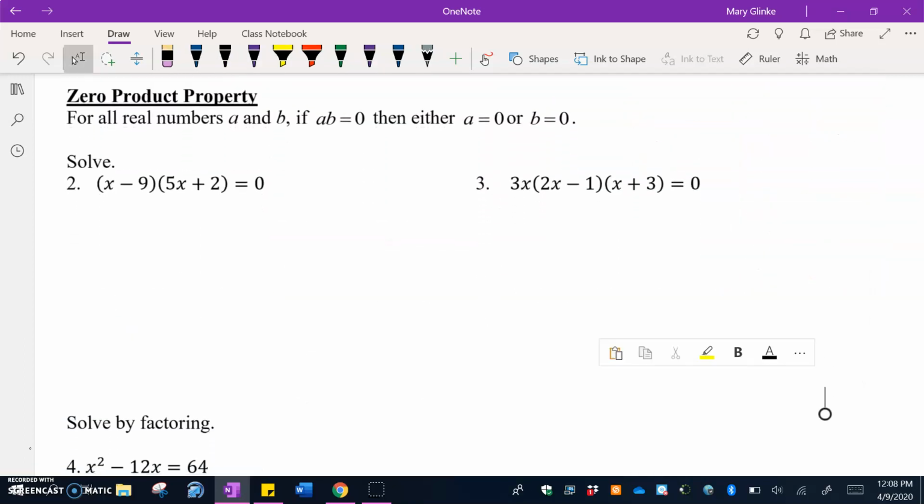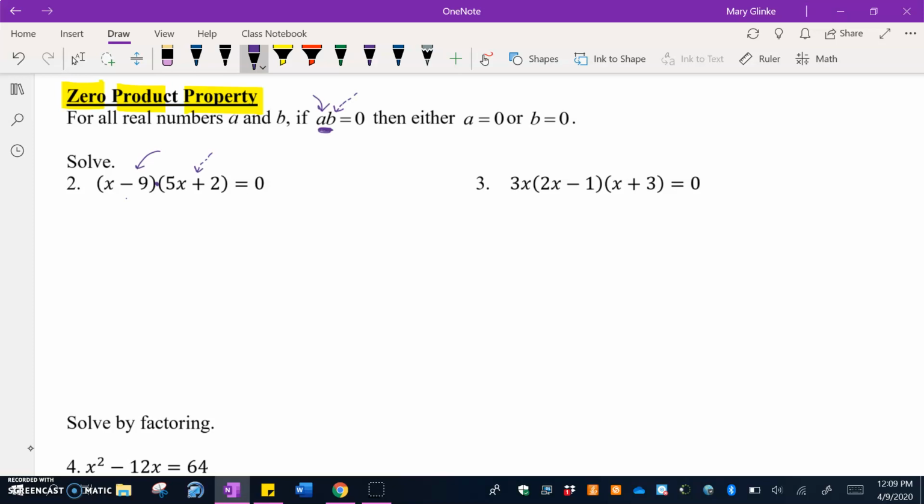And all of the factoring and everything relies on something called the zero product property. It means if you have two things that are multiplied together, like A and B, the first one has to be 0 or the second one has to be 0. So what that means is if we have a product, notice for number 2 here, we have x minus 9 times 5x plus 2. In order for this in total to be 0, either this first part is 0 or the second part is 0 because we're multiplying them together.